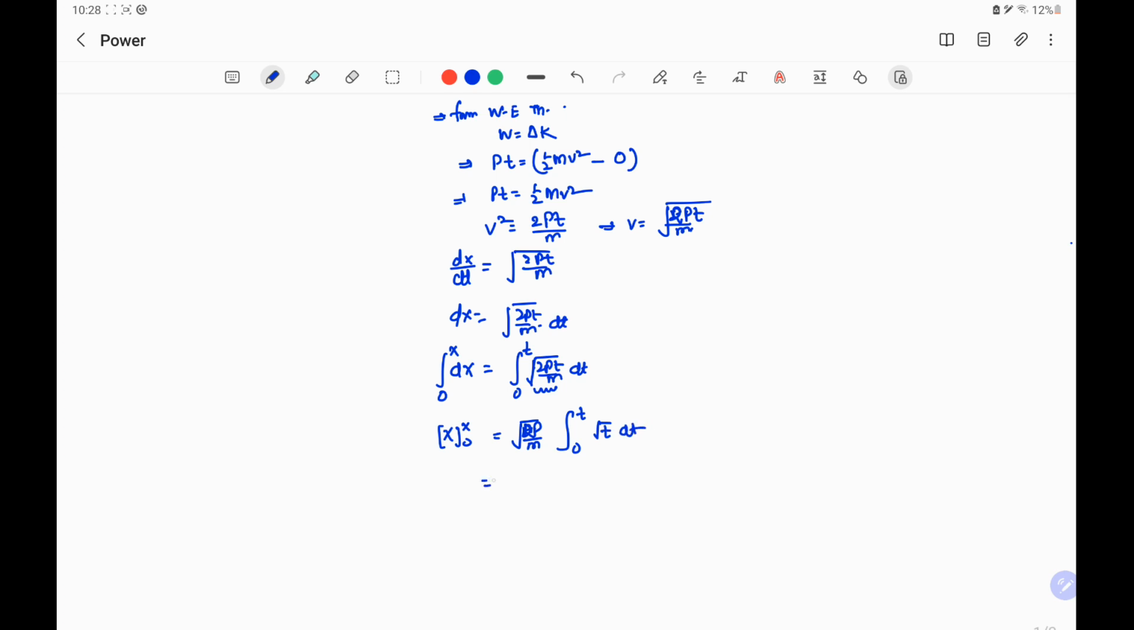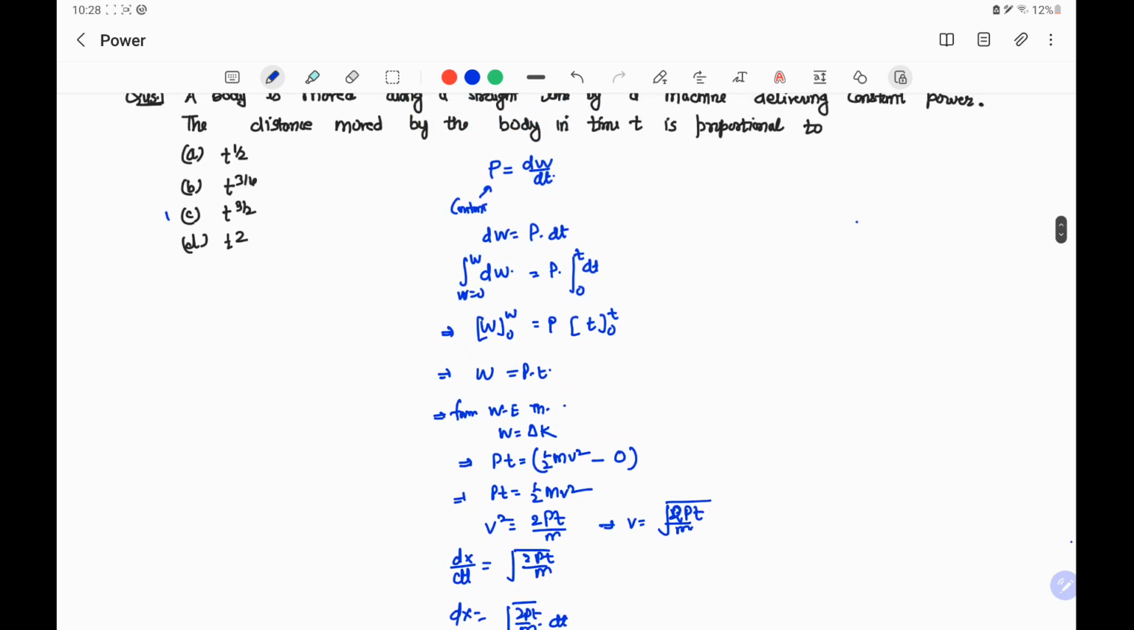This will equal to x equal to root 2P by m into integral of root t, which is t raised to power 3 by 2 divided by 3 by 2, and limits are t equal to 0 to t. So we will have x equal to root 2P by m into 2 by 3 into t raised to power 3 by 2. So displacement, and in one dimension we can say it is distance, is proportional to t raised to power 3 by 2. Hence option C is the correct option.